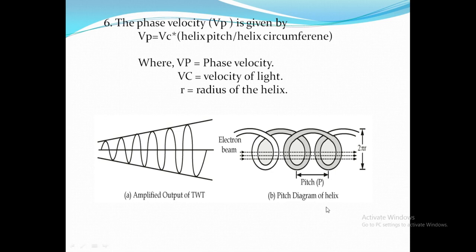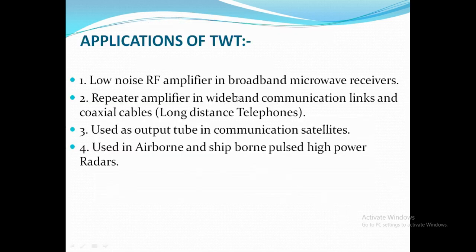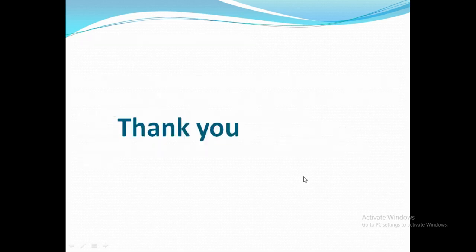Coming to the applications: low noise RF amplifier in broadband microwave receivers, repeater amplifier in wideband communication links and coaxial cables, in long distance telephones, as output tube in communication satellites, and in airborne and shipborne pulsed high power radars. These are the applications of the traveling wave tube.